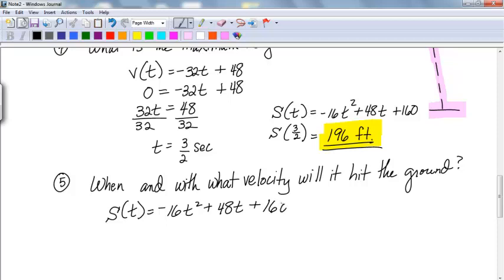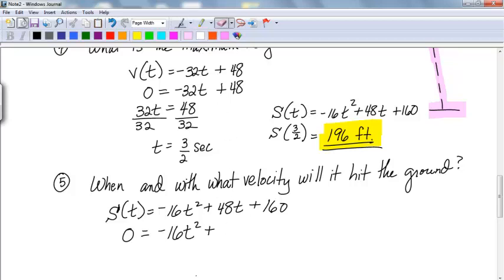When it hits the ground, a lot of people think the velocity is 0. No, if I threw something out the window, it's not going to hit with 0 velocity. It's going to smash down there. So it's going to end up with more than 0 velocity. The distance is 0. Okay? So set that equal to 0. Now you've got a quadratic equation.